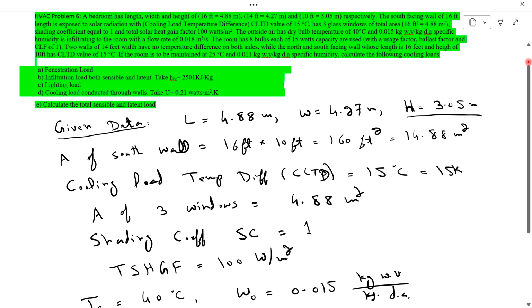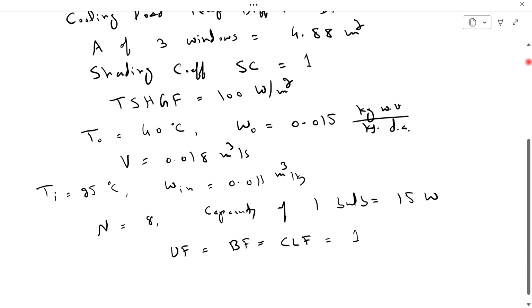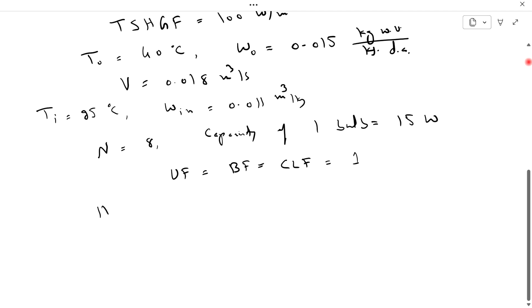Two walls of 14 feet width have no temperature difference on both sides. It means that we will calculate only the load for two walls, and there is no heat transfer from the other two walls. So we will calculate load for the north and south wall. Heat transfer is from north and south wall, and no heat transfer from east and west wall.